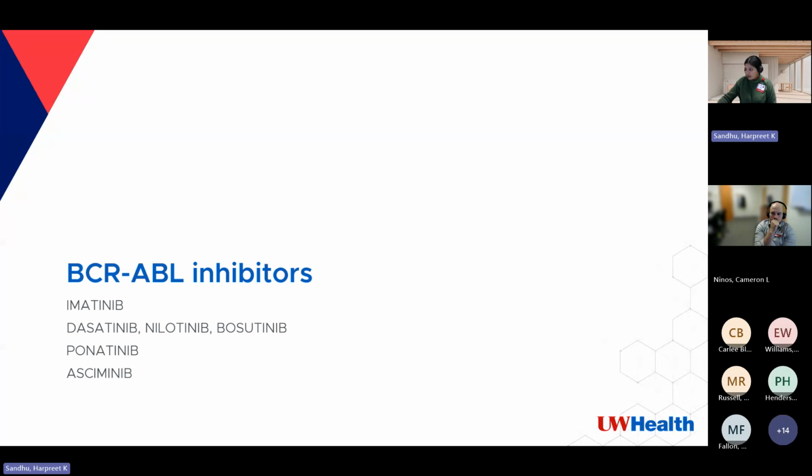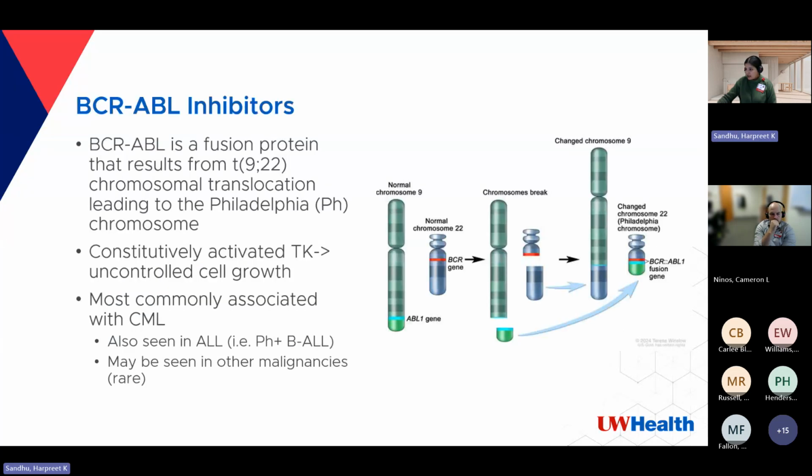So starting with BCR-ABL inhibitors, a little bit about the mechanism. BCR-ABL is a fusion protein that results from chromosomal translocation between chromosomes 9 and 22, and this is also known as Philadelphia chromosome. This results in a constitutively active tyrosine kinase, which then leads to uncontrolled cell growth. BCR-ABL is most commonly associated with CML, where CML is almost universally pH positive, but can also be seen in ALL, most commonly pH positive B-ALL, and it would be rare, but it could also be seen in other malignancies.